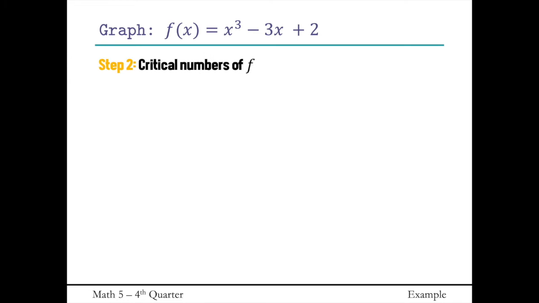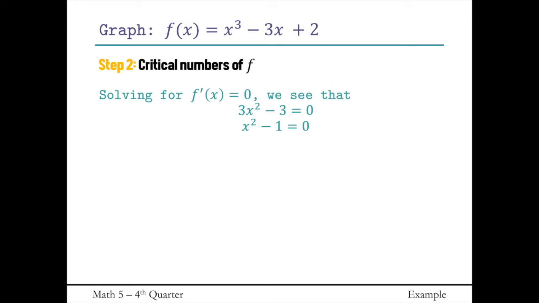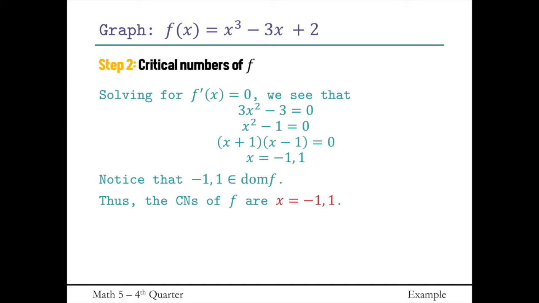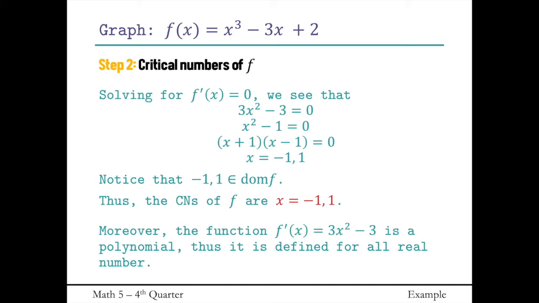Step number 2. Finding the critical numbers of the function means we have to set the first derivative to 0. Clearly, we can easily solve for the value of x by factoring, and we see that since negative 1 and 1 are in the domain of the function, they are the critical numbers of f. Moreover, since the first derivative is a polynomial, its domain is the set of all real numbers, hence it is defined for all x in R.